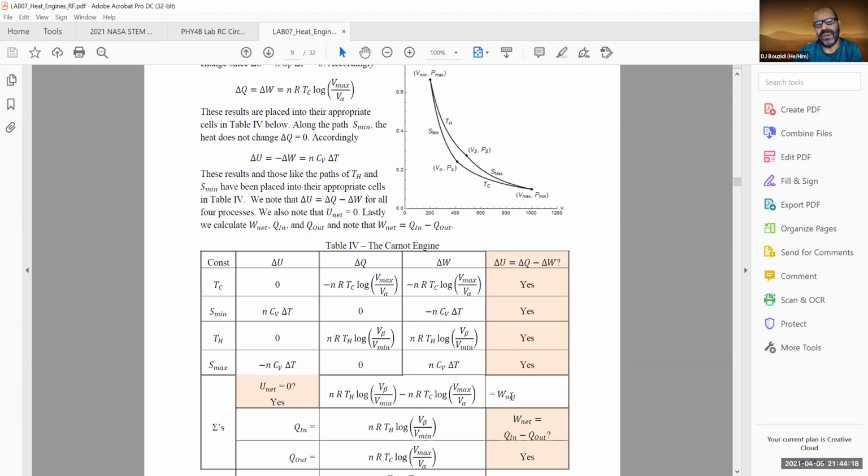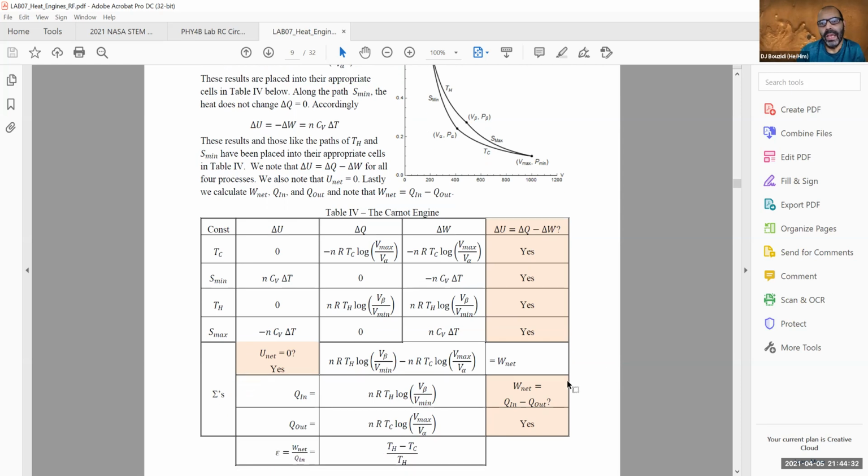So when you add the net work, you're going to find dW net. That is the area inside this graph. That is this area, okay? So you add these quantities only. That is the work. Q in, the heat that is coming in through T hot, is this much. Q out is this much. The efficiency, which is W net over Q in, turns out to be, when you do the calculation in this cycle, T hot minus T_C over T hot.